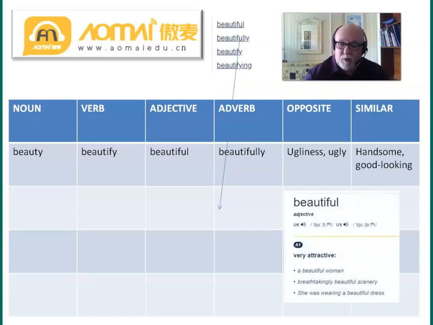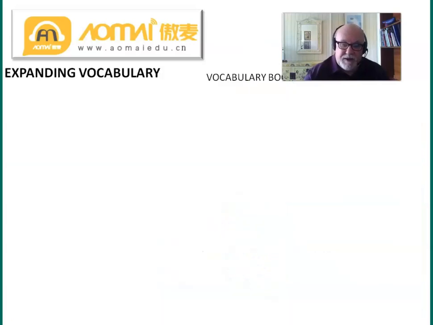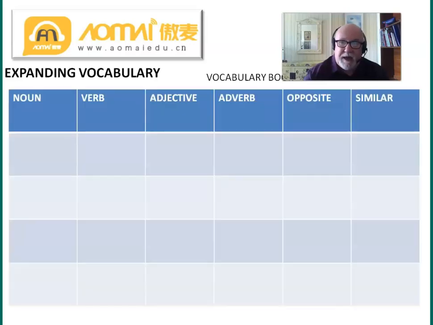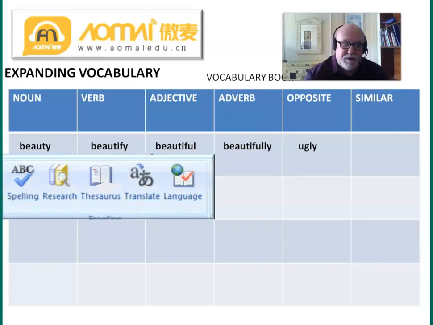So we look up beautiful. What does it mean? It says it's an adjective, means very attractive. And look, even in our dictionary it says a beautiful woman, breathtakingly beautiful scenery. She was wearing a beautiful dress. It even gives us ideas on how to use this word. Good. So we put some of these other words into our book. So that's how we expand our vocabulary, by having a book like this. This works extremely well. You see how we just add these words to it.